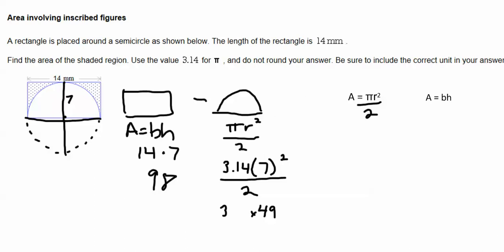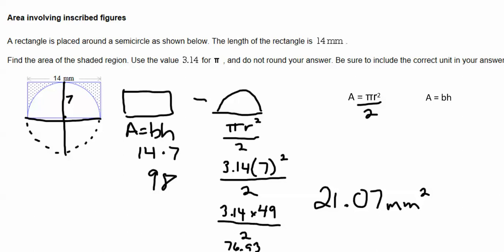We're going to take that times the 3.14 and then divide by 2. So 49 times 3.14 and then divide by 2. We get 76 and 93 hundredths. Okay, so area of the rectangle, 98. Area of the half circle, 76.93. And then back to our shapes plan, we're going to subtract those two. So 98 minus 76.93 gives us 21 and 7 hundredths. And they also ask for a label. We're still working with area, so this time our label is millimeters squared.